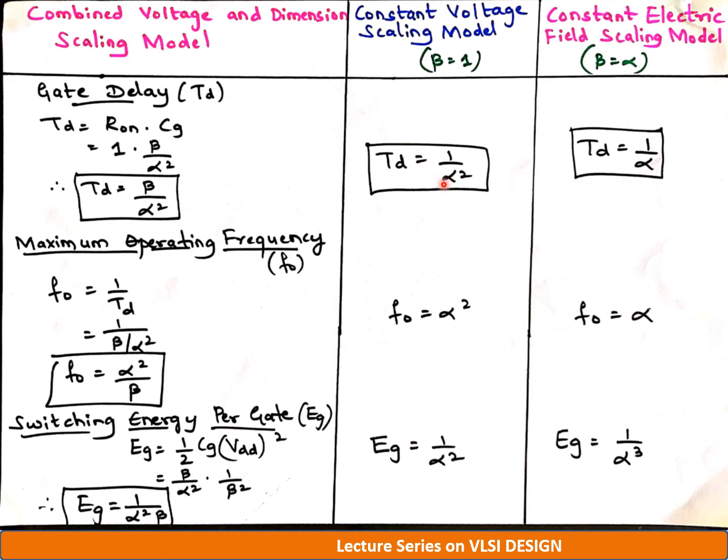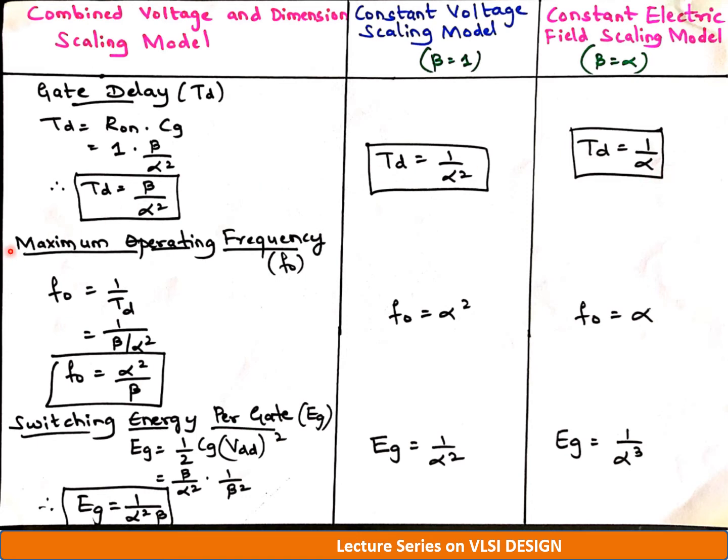In the constant voltage scaling model, beta has to be substituted as 1. Therefore, gate delay reduces to 1 by alpha square. In the constant electric field scaling model, beta has to be replaced by alpha. Therefore, the scaling factor for gate delay reduces to 1 by alpha.